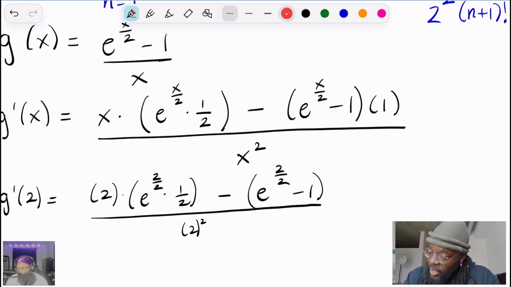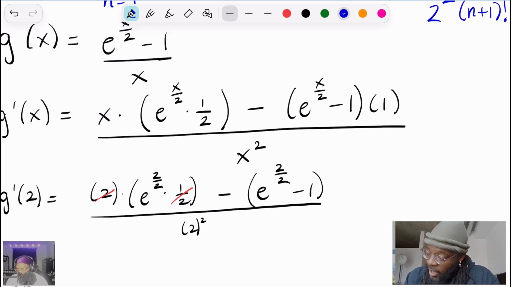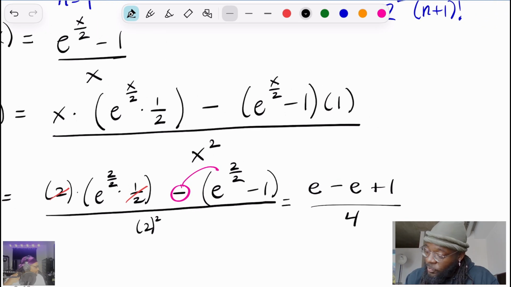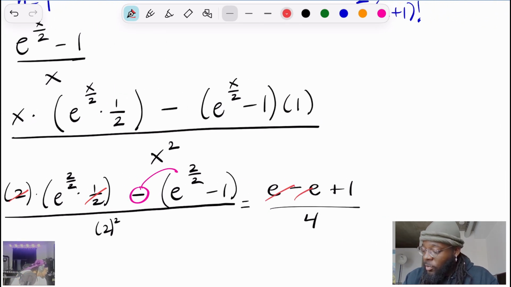All right, so then I know that 2 times 1/2 is just going to cancel out to 1. And then I have e to the 2 over 2, just e, minus, this negative will distribute. So it's going to be minus another e plus 1. I'm seeing it. The e's cancel, over 2 squared, which is 4. The e's will cancel. So that's going to be 1/4.